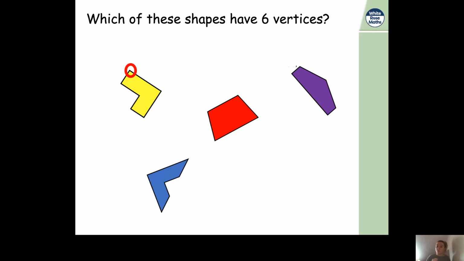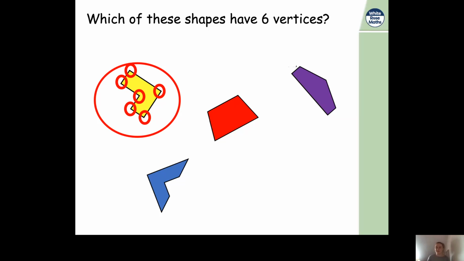Well, we've got 1 vertex, 2 vertices, 3 vertices, 4 vertices, 5 vertices, even though it's pointing inwards, it's still a vertex, and 6 vertices. So therefore, yes, this shape has 6 vertices. Fantastic. Okay, let's look at the next one.